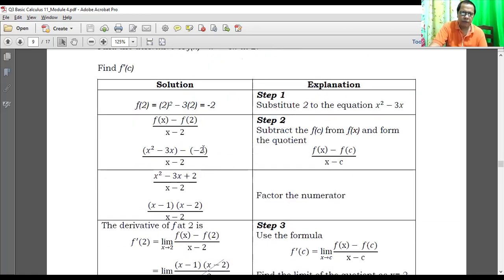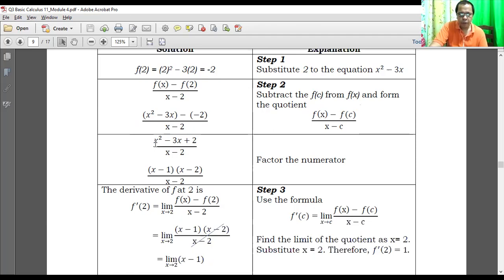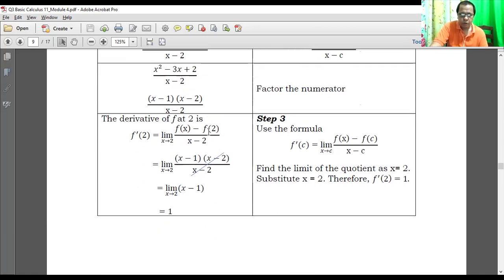So you have function of x minus function of 2 over x minus 2. Then substitute function of x as x squared minus 3x, then minus negative 2, and then over x minus 2 again. Then solve, combine it. So it becomes plus, and then x minus 2. Then factor. When you factor, x minus 2 cancels. Cancel x minus 2. So what remains is this.